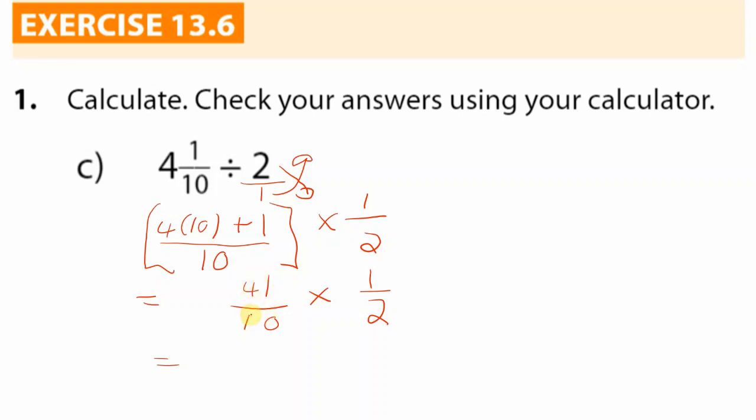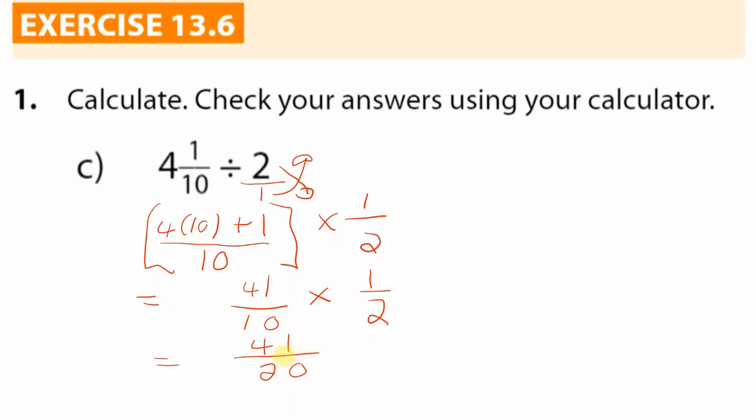It doesn't seem 10 can go into 41 without a remainder. 2 can't go into 41 without a remainder, so we can't really cancel factors. So we will have to multiply top stairs. 41 times 1 is 41. Multiply bottom. 10 times 2 is 20. 41 is bigger than 20, so it is an improper fraction.